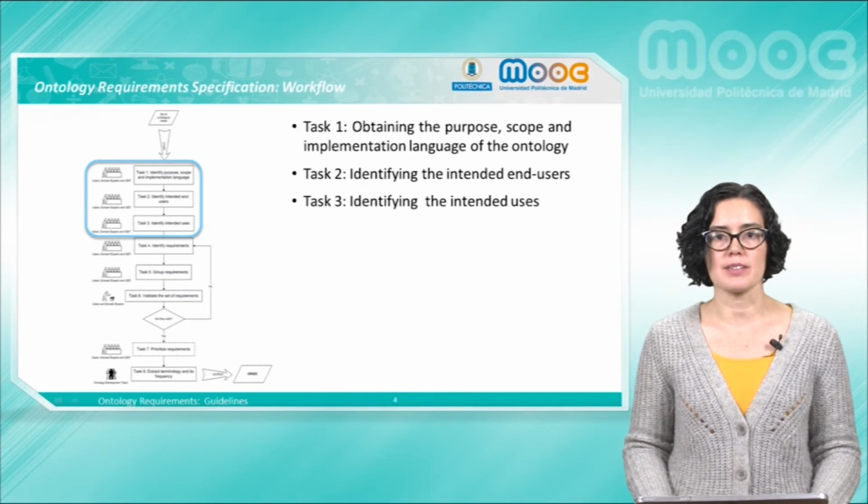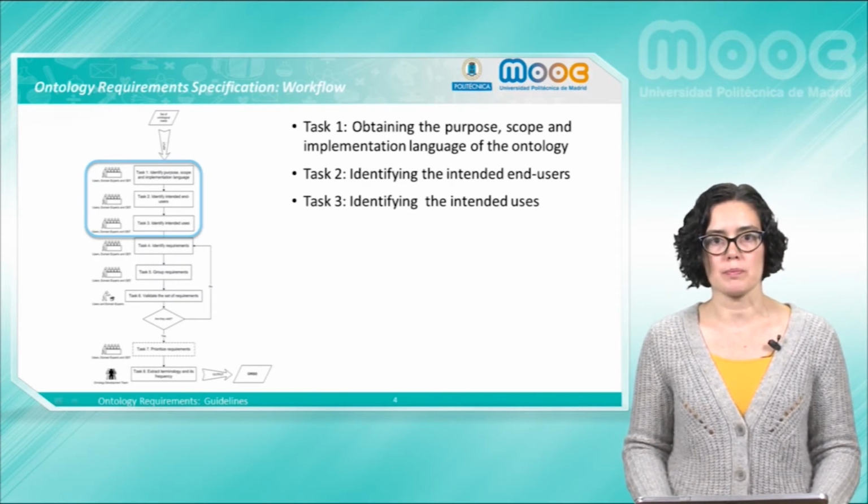The first 3 tasks refer to identifying why the ontology should be developed, the limits of the ontology, that is, the scope, the level of formality and the implementation language of the ontology, the intended end users, as well as for what purpose the ontology is going to be used.